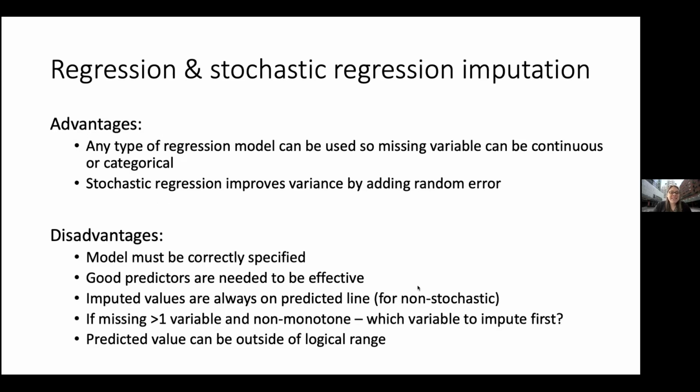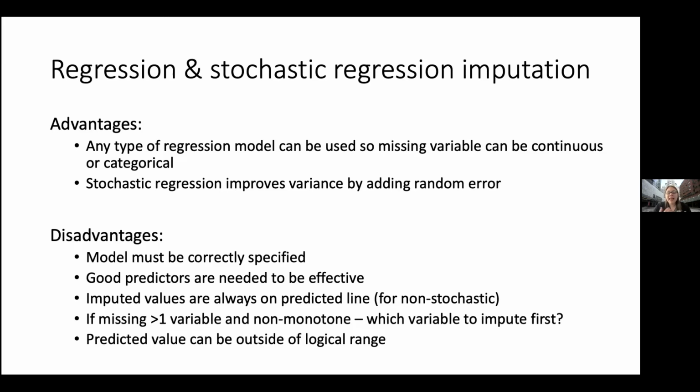So some advantages. We've been talking a lot about methods that require a normal distribution or continuous variables. With regression models, any regression model can be used, so you can impute your missing value, whether it be continuous, categorical, following whatever type of distribution you can think of. And the stochastic regression, because we're adding that random error, does improve our variance. So that is an advantage of that method over regression imputation alone.